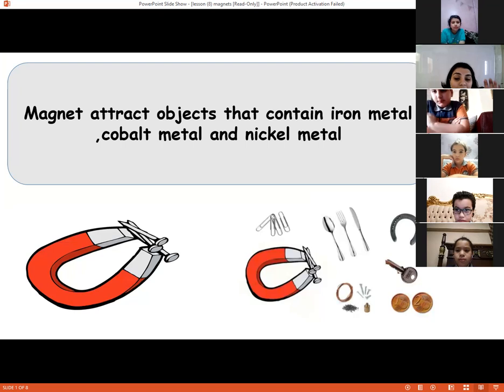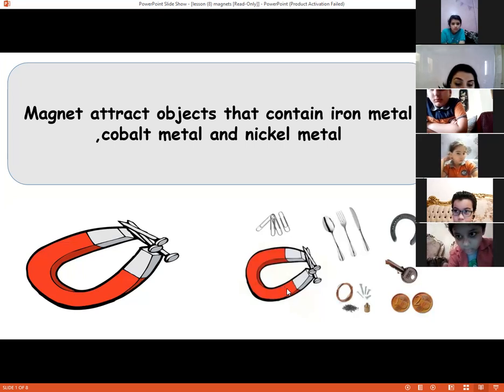So the magnet attracts objects that are made of iron. What is the meaning of this? If I have anything made of iron, when I put it close to the magnet, it will attract it. Like this picture. This magnet attracts the nails. Why does it attract the nails? Because the nails are made of iron.